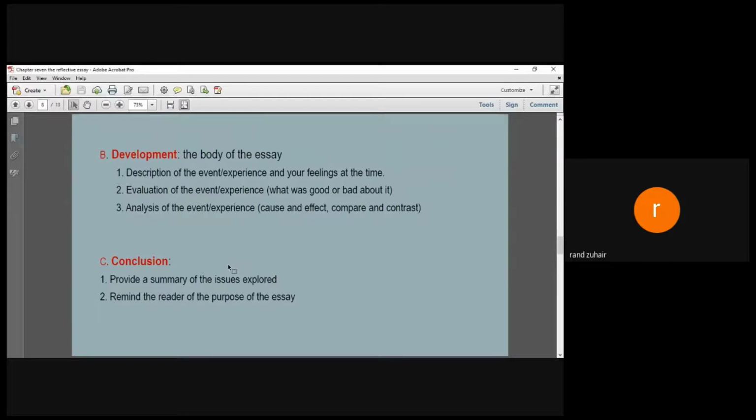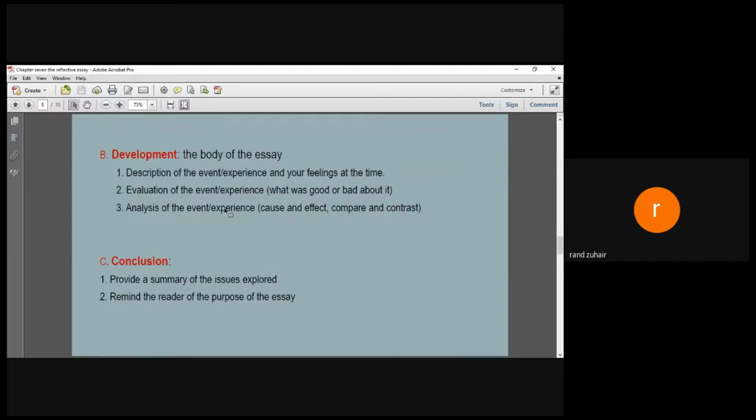In the development, which comes after the introduction, after the first paragraph, there can be 2 or 3 or 4 or 5 paragraphs, this is according to each writer. The development means the body of the essay. Number 1, description of the event, a description of the event or experience and your feelings at the time.